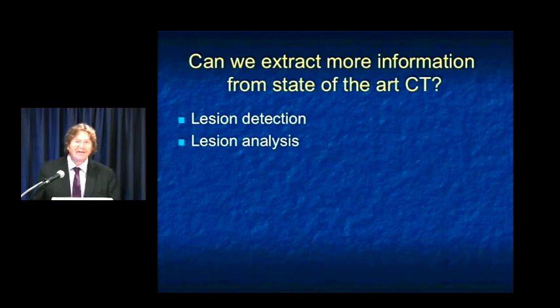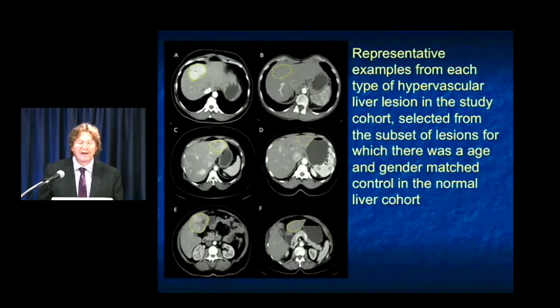Now, another thing, when you think about CT, we look at the images and we say, I see the image and I'm looking for pathology. But you know, remember, the images were really 0s and 1s. In the old days, it was computer printouts. Well, can we extract more information from our CT scans, either for lesion detection or for analysis? And the answer, I think, is yes.